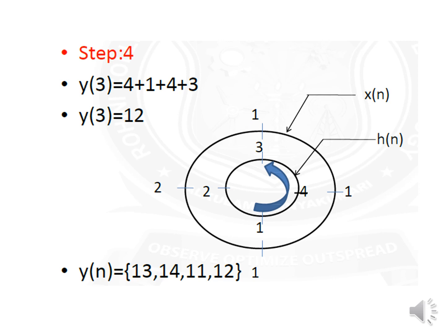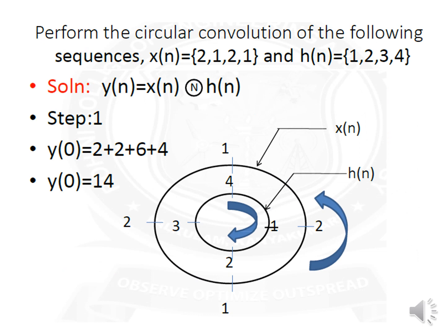Again we can see one more sum. Here also perform the circular convolution. They are given two sequences x of n and h of n. We want to find the value of y of n equal to x of n convolution h of n. In step 1, since we have two sequences, the outer sequence is represented in the anti-clockwise direction, and the inner sequence is represented in the clockwise direction.